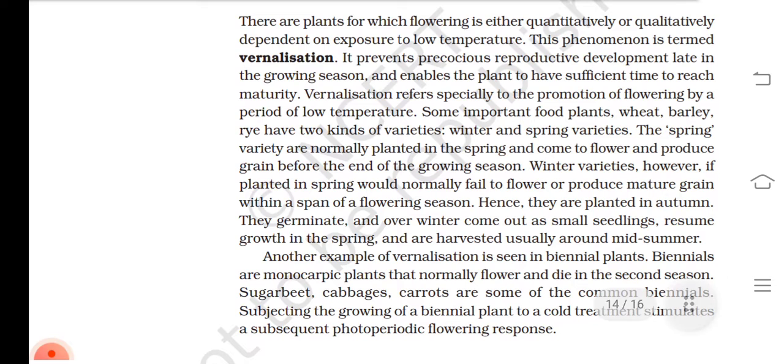There are plants for which flowering is either quantitatively or qualitatively dependent on exposure to low temperature.